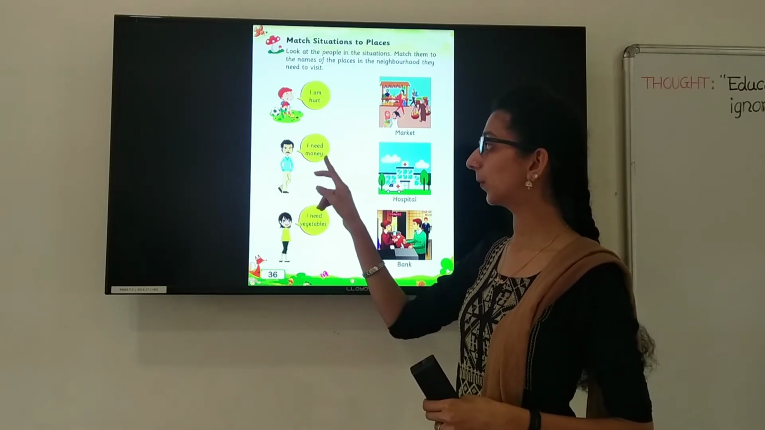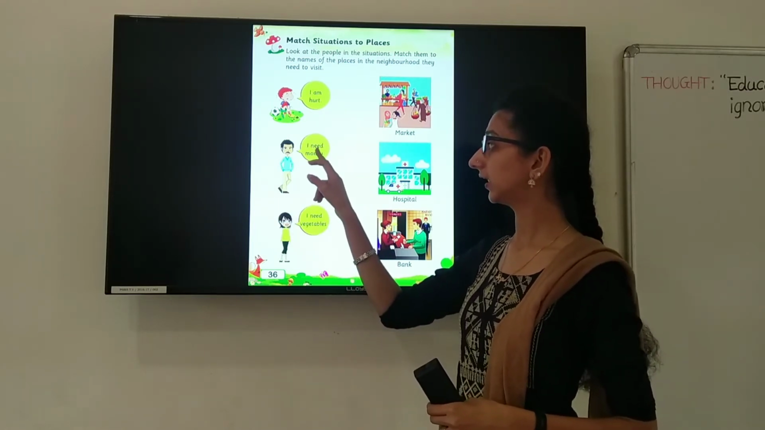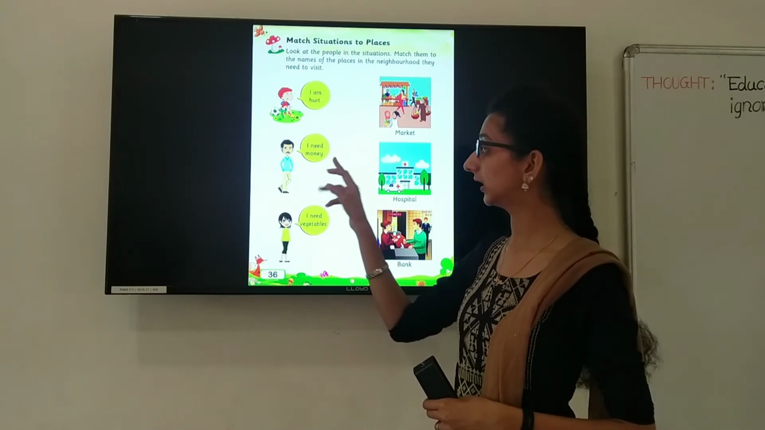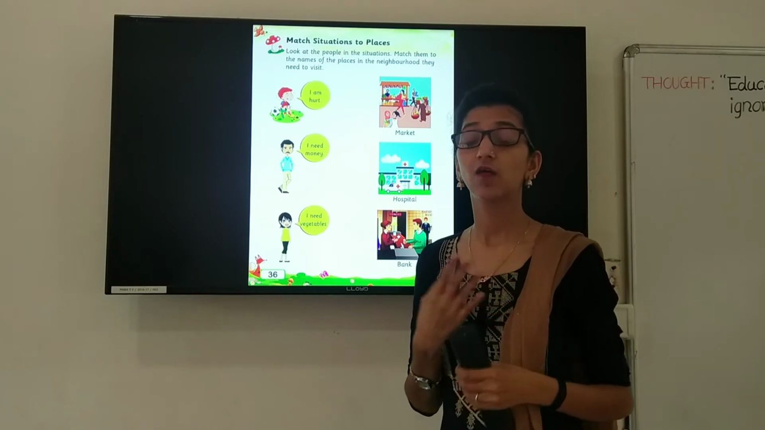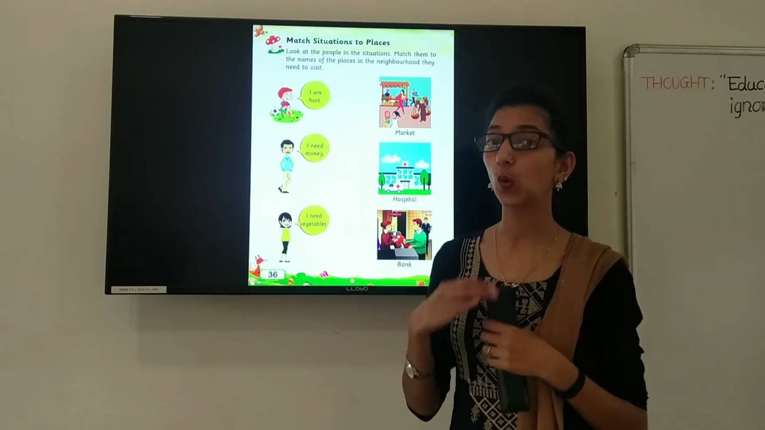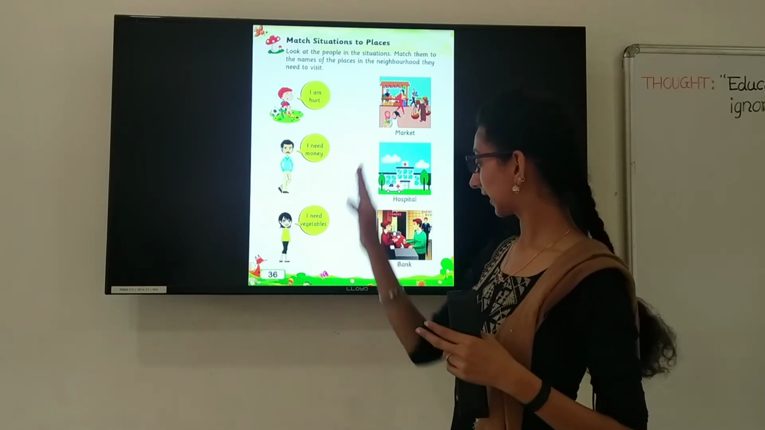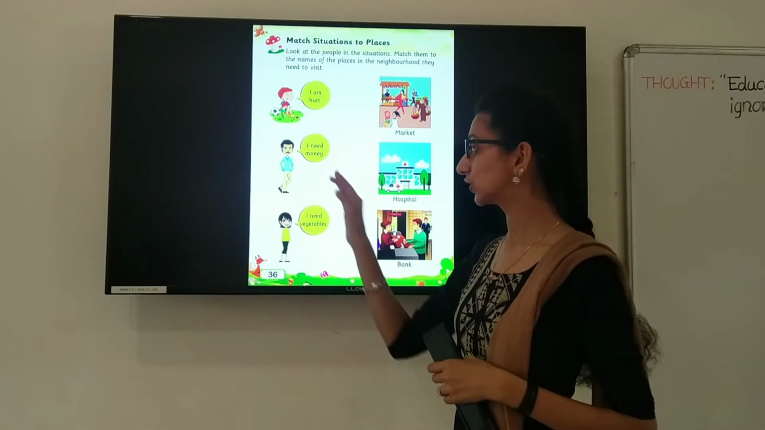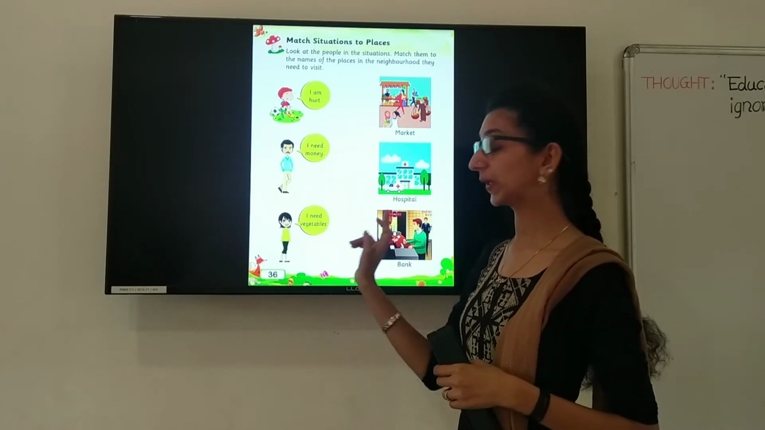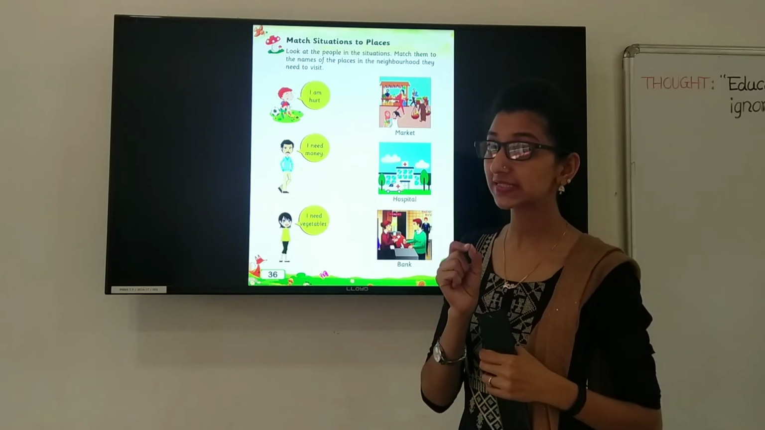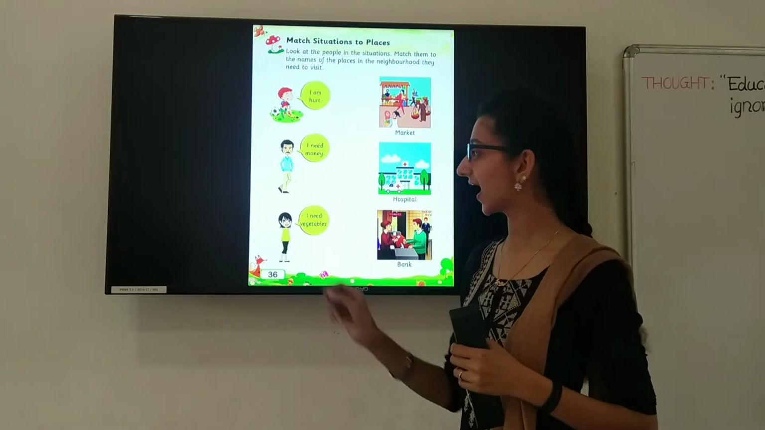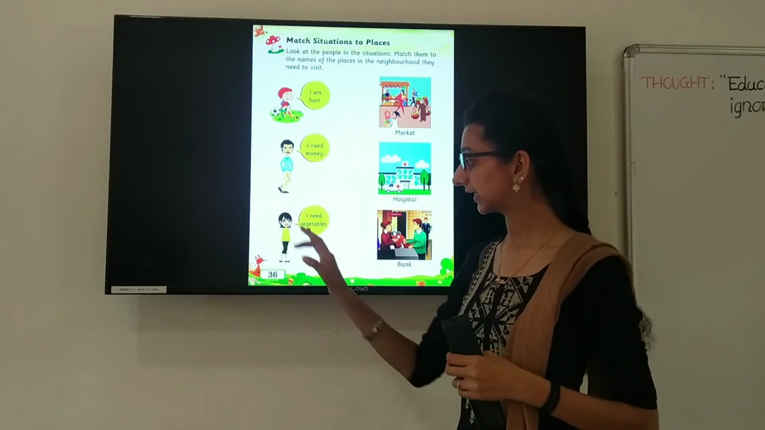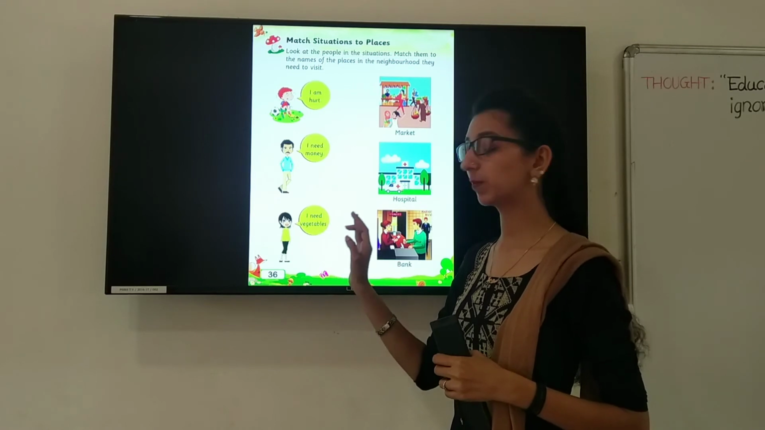Now, look at this next picture. I need money. I-N-E-E-D, need, M-O-N-E-Y, money. I need money. When we want money, we go to the market or bank. Yes, bank. So you have to join these two pictures with your pencil by drawing lines. I need money, bank.